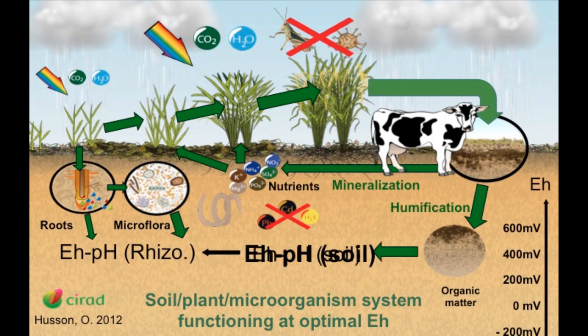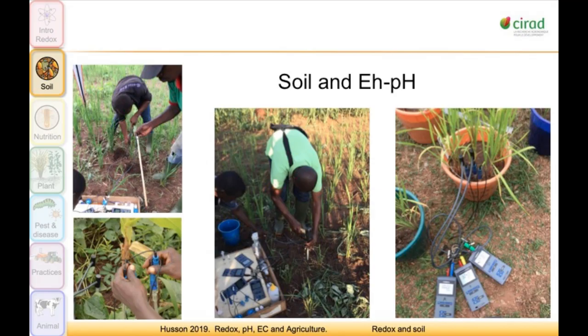Animals. In fact, we'll see that in the rumen of a cow, you have a transformation of organic matter that you don't have in the soil naturally. And the dung of the cow is very reduced. It's balanced pH and very reduced EH, so around zero. So it's full of energy and it's excellent for the soil. So we will see all this.